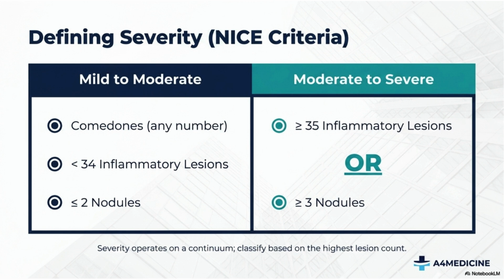In clinic, NICE asks us to classify severity using lesion counts, but think of it as a continuum and classify on the most severe feature present. Mild to moderate acne includes any number of comedones, up to 34 inflammatory lesions, and up to 2 nodules. Moderate to severe acne means 35 or more inflammatory lesions or 3 or more nodules, especially when this affects the face, the chest, or the back. In practice, I do a quick zonal scan. Is there nodular disease, extensive truncal involvement, active scarring, or significant pigmentary change? If yes, I treat more assertively and consider whether this is already moving beyond mild simple acne.